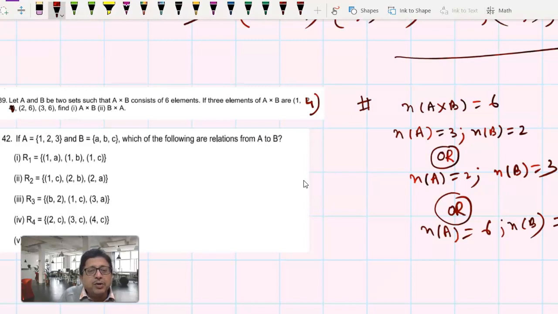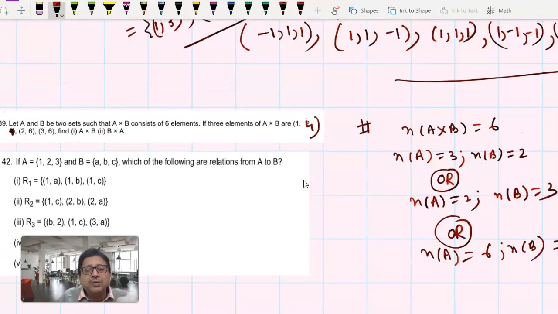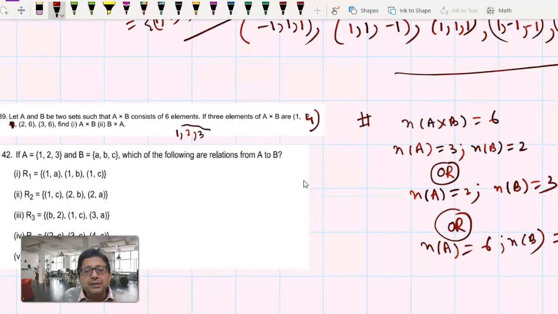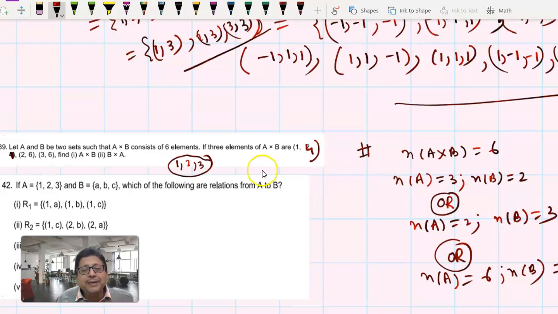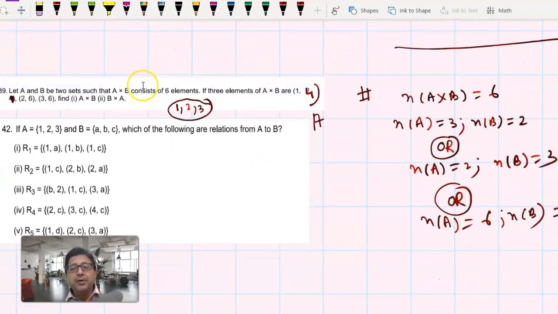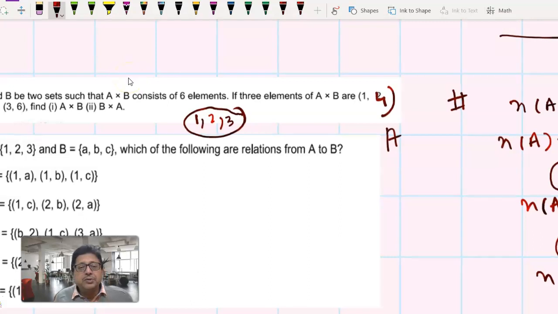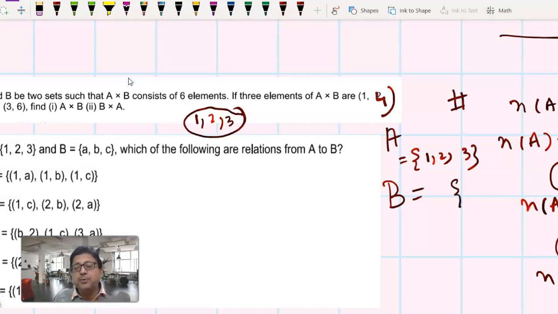So A cross B, you got how many elements? 3 elements. Now you see the first elements of these 3 are 1, 2 and 3, and second elements are 4 and 6. So this fulfills the condition. You stop your calculation here, you just write A equal to 1, 2 and 3, and B equal to just these 2 elements, 4 and 6. Alright.